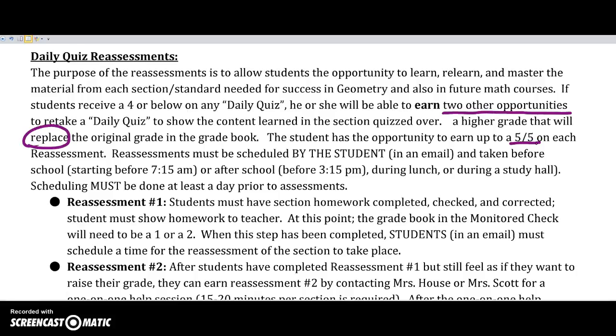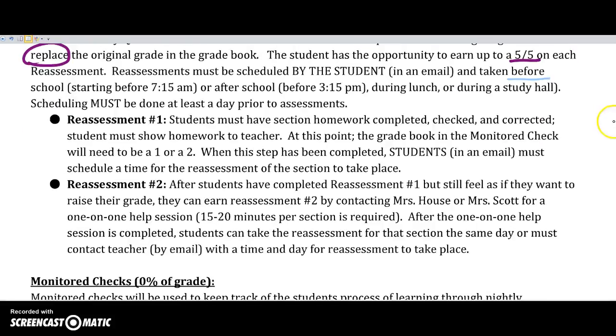So we want to allow the students to take responsibility and, if they want to, meet their higher expectations. We want to give them the opportunity to do so. Reassessments must be scheduled by the student in an email. So here are some times that they can retake it: before school, we have to start before 7:15, or after school before 3:15, during lunch, or during study hall, of course. Scheduling must be done at least 1 day prior to the assessment. That's all we ask, just so we can make sure we have all the material ready for the student to come in and retake it.